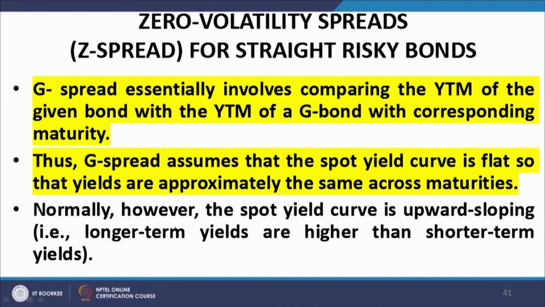G spread essentially involves comparing the YTM of the given bond with the YTM of a G bond, government bond with corresponding maturity. The G spread assumes that the spot yield curve is flat, because it says only one figure here, that is the YTM figure, so that yields are approximately the same across all maturities. Normally, however, the spot yield curve is upward sloping, that is, as you go into the future the spot yields increase. So, long term yields are higher than short term yields.